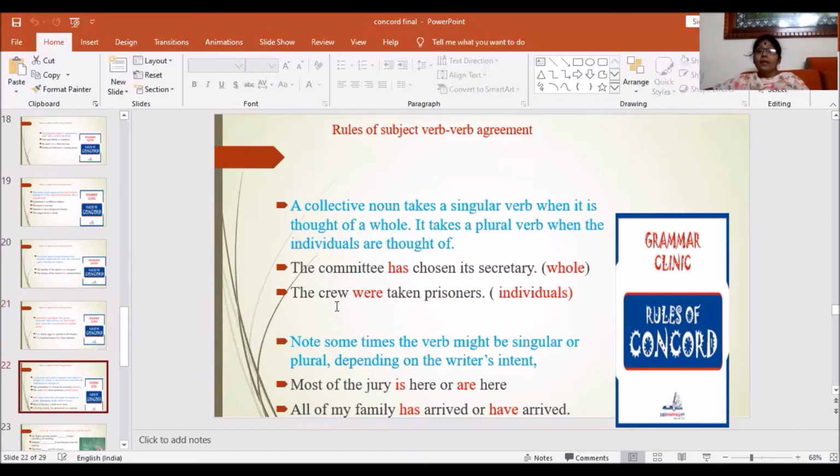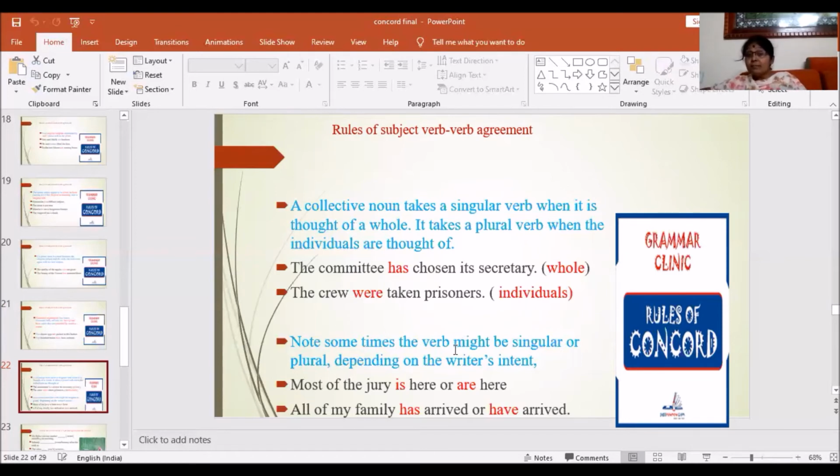Next, a collective noun takes a singular verb when it is thought of as a whole. It takes a plural verb when the individuals are thought of. Say, for example, in this sentence, the committee has chosen its secretary. Now here, the committee is considered as a whole, right? So we have used a singular verb. But here, the crew were taken prisoners. We are considering it as individuals. So we have to use our plural verb.